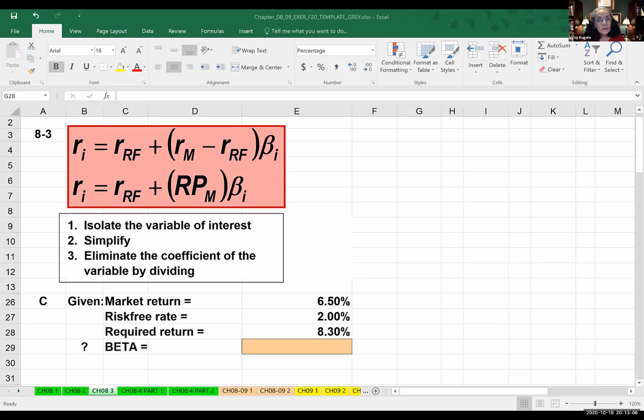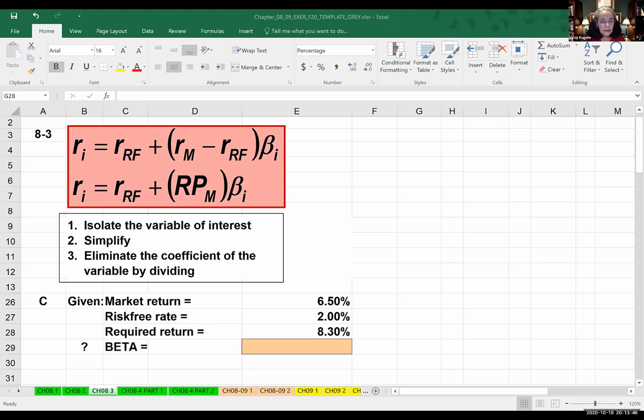Required return is equal to the risk-free rate plus the return on the market minus the risk-free rate times something, beta, what we're solving for. Simplify this right here. So you've got 2 plus 450 times beta. Subtract 2 from both sides. You've got 6.3 is equal to 450 times beta. Divide 6.3 by 4.5, beta is 1.4. Am I helping you all with this? Yes, ma'am. Okay.